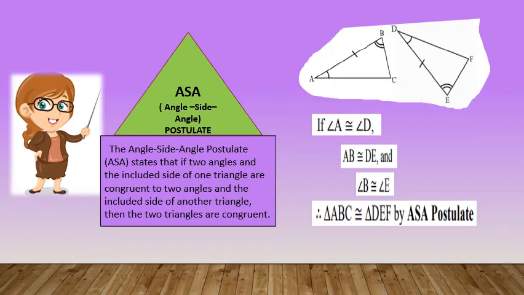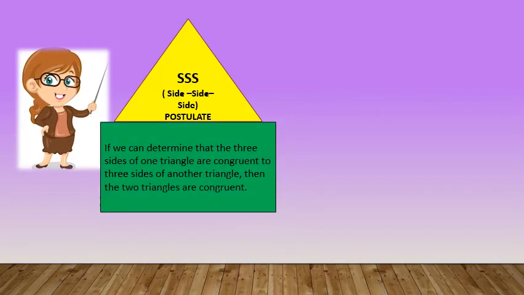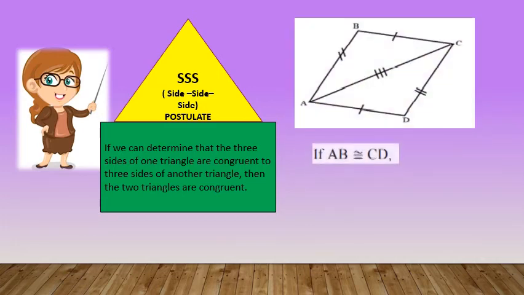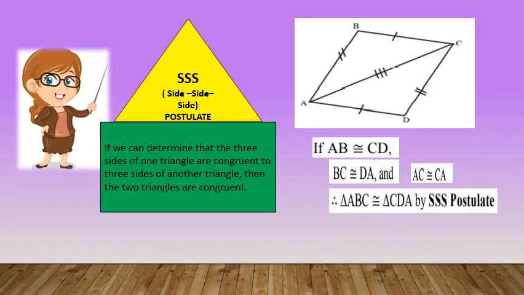Alright, so let's go to another one. Side side side. This is very easy to identify. If you can determine that the three sides of one triangle are congruent to the three sides of another triangle, then the two triangles are congruent. Let's have the example. If AB is congruent to CD, BC is congruent to DA, and AC is congruent to CA. Therefore, triangle ABC is congruent to triangle CDA by the SSS postulate. That's very easy to identify.